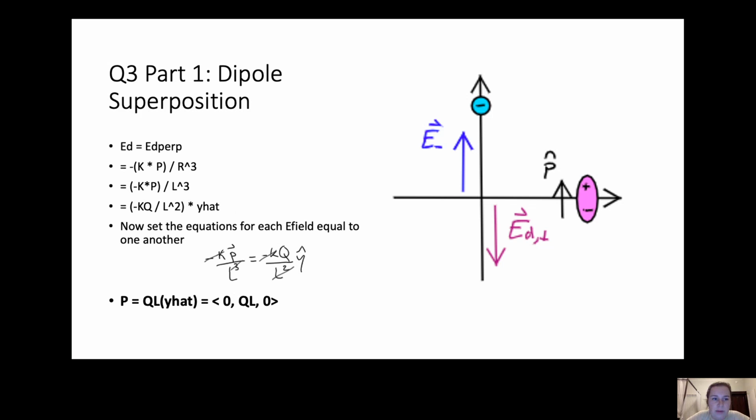This means E_D is equal to E_D perp, and negative kp divided by r cubed can also be translated to L cubed from our earlier consultation. That is also equal to 1 over L squared times y hat here. And so you'll see that when we set the equations of each E field equal to one another and cancel out a lot of the constants, the dipole moment is actually equal to qL times y hat. So then you translate that into a vector, and it's (0, qL, 0). So that's the dipole moment.